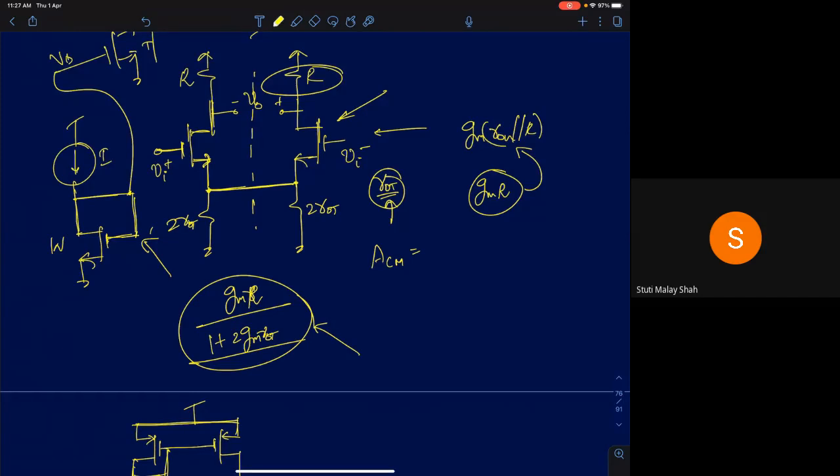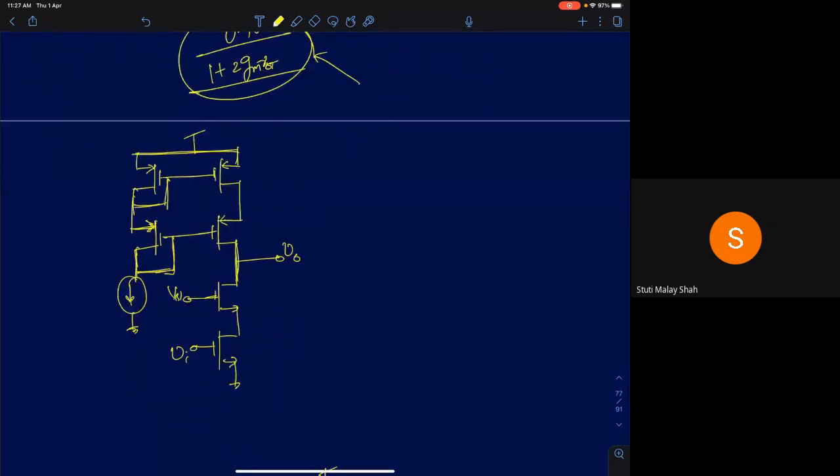Okay. So now, the next one, naturally: how do you build a differential telescopic cascode amplifier? For a telescopic cascode, we said if you want to get useful gain out of a cascode amplifier, the load has to be a cascode load. Otherwise, we are not going to get a good gain out of a cascode amplifier. So what I've shown here is a cascode amplifier with a cascode load.